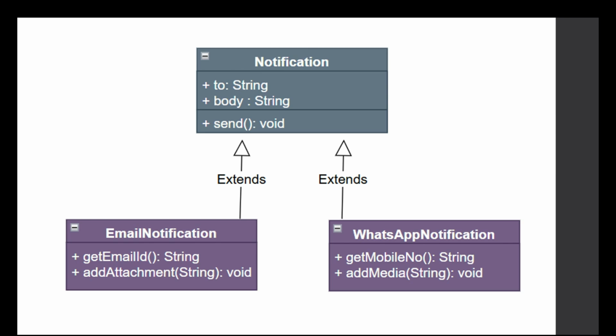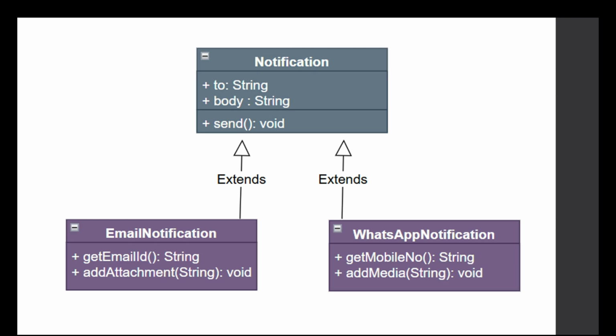The first one is EmailNotification. The EmailNotification class has two methods. The first one is getEmailId. So this getEmailId method is going to provide the email ID whom we are going to send the notification. And we have another method named addAttachment, and this method would be used to attach the files in the email. So those files can be either text files, PDF files, or any image.